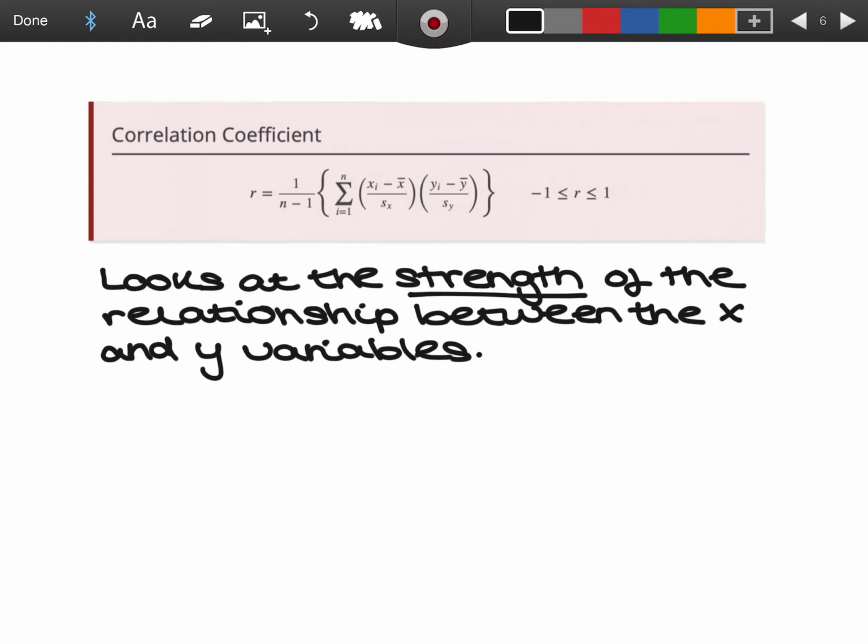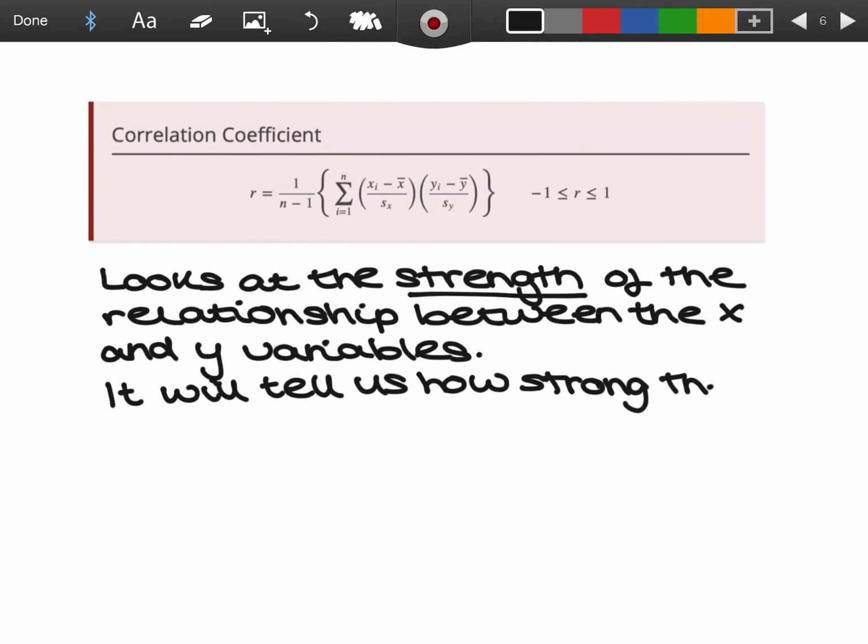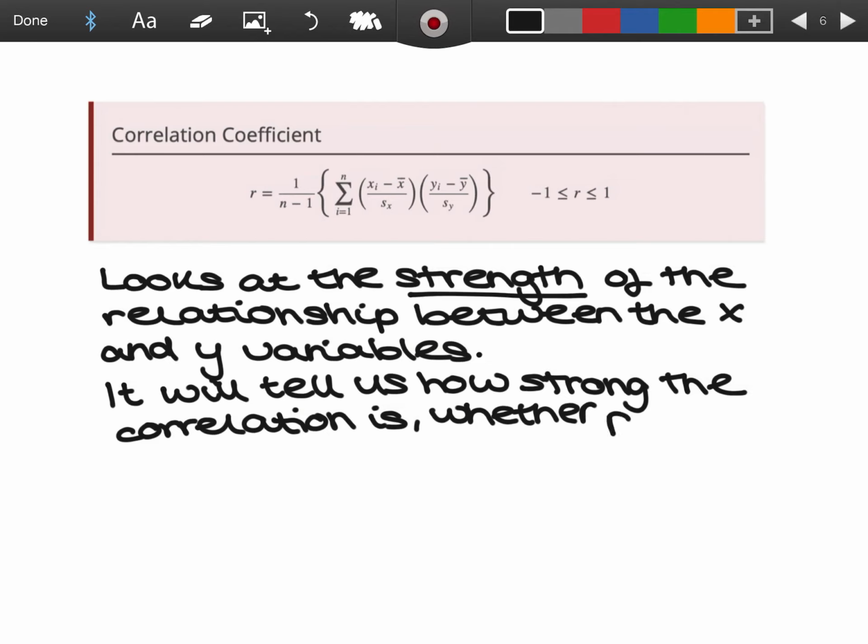So as I said, it looks at the strength of the relationship. So what we are looking at is how correlated this is. It will tell us how strong the correlation is, whether positive or negative or inverse, if you want to call negative the inverse instead.